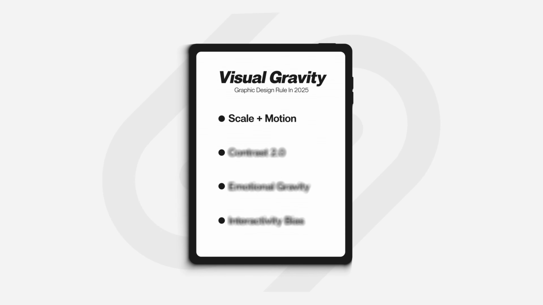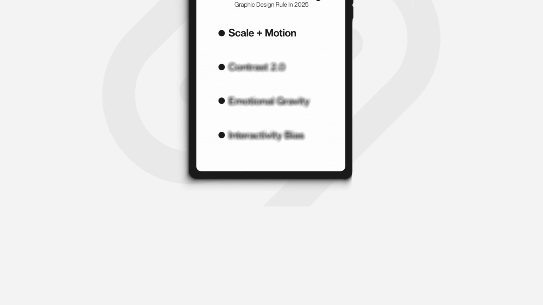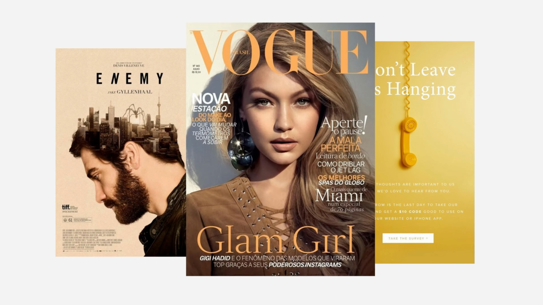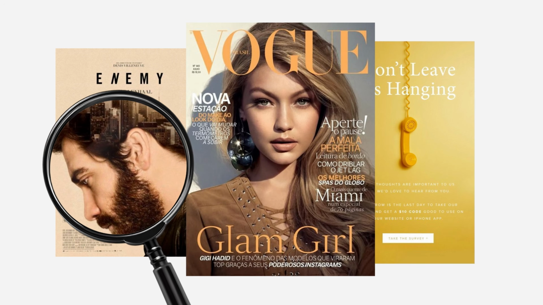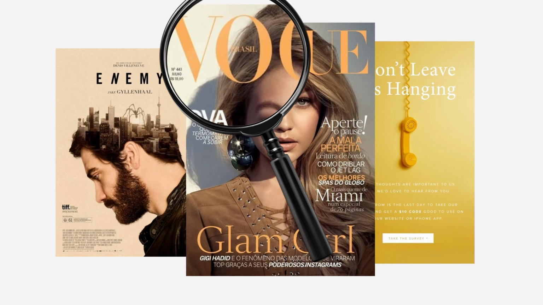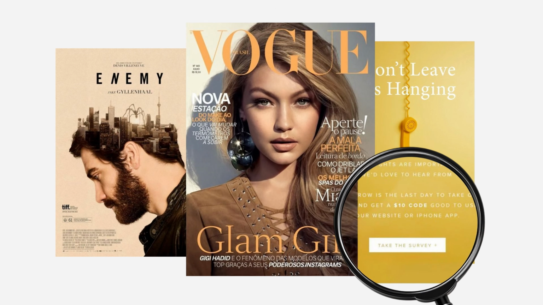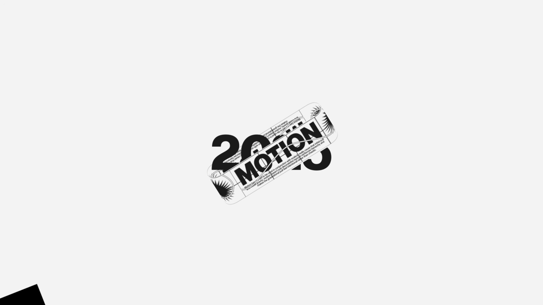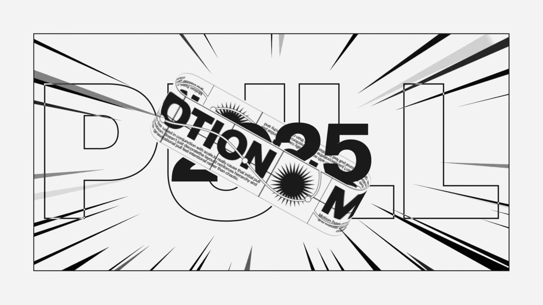And the first part is scale, but crucially these days, scale plus motion. So traditionally, scale has been one of the most powerful tools in visual gravity, where larger elements naturally pull the eye first into your design. It's why hero images, bold headlines, and oversized call to actions have always anchored layouts. But in 2025, motion has started to be used in conjunction with scale, and this really does cause that initial pull into the visual gravity rule.